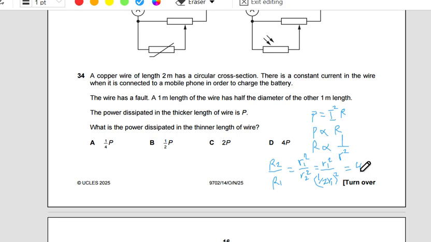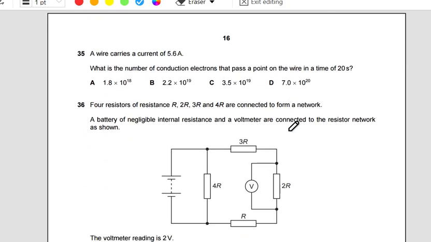So power dissipated in the thinner length of wire will be 4, because again power is directly proportional to R, and R has increased 4 times, so power dissipated in the thinner section increases 4 times.